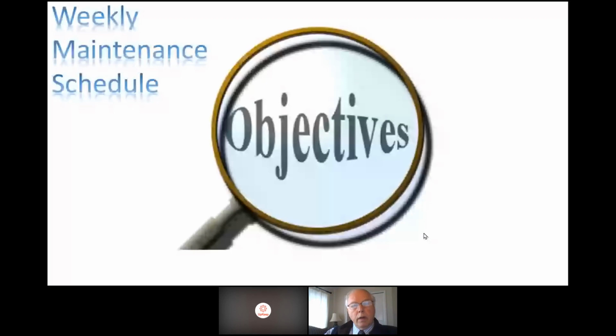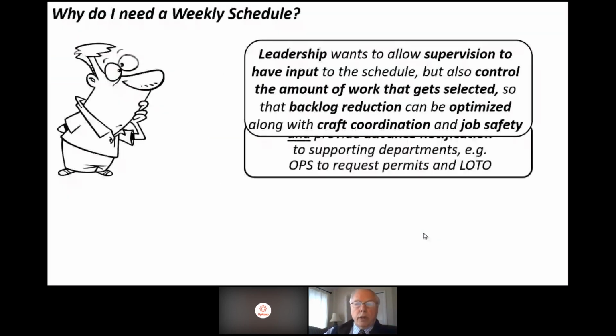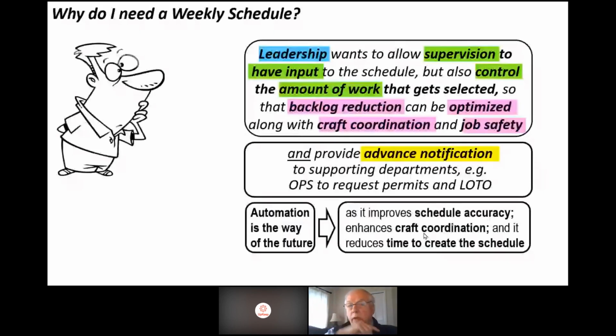So, what are the objectives of a weekly maintenance schedule? Why do I need a weekly schedule? Leadership wants to allow supervision to have input to the schedule, but also control the amount of work. So that's the viewpoint from leadership. The leadership wants to optimize backlog reduction and, of course, provide craft coordination and ensure job safety. And more importantly, you're providing advanced notification a week in advance to the supporting departments, primarily operations. In the case of university buildings, the professors want to know that their building is going to lose electricity on whatever day, and so on and so forth.